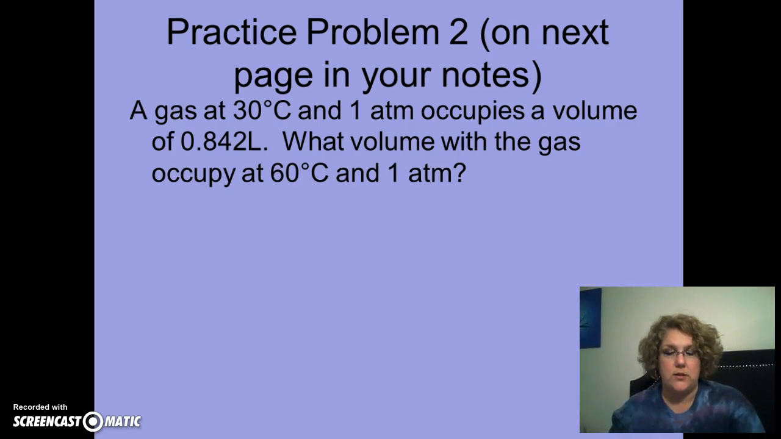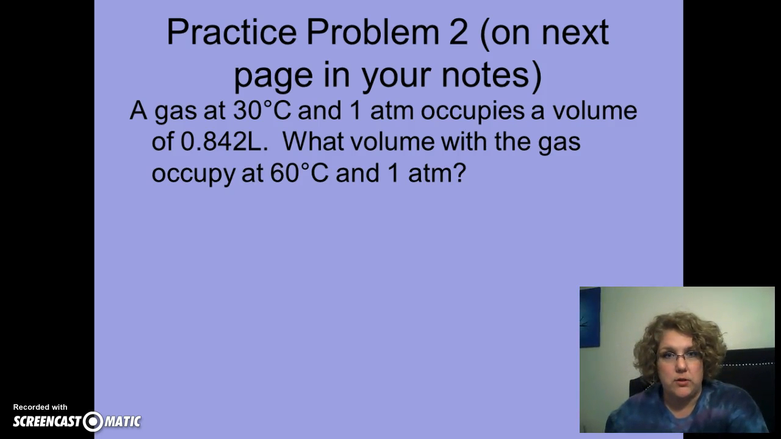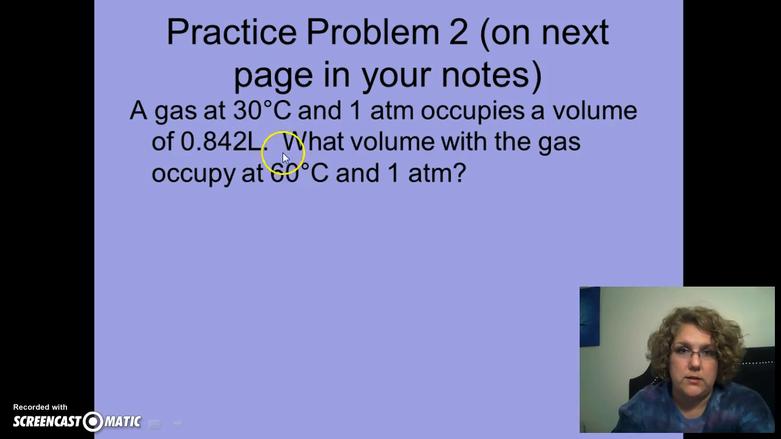So here we have a gas at 30 degrees Celsius and 1 atm, and we have a volume of 0.8 liters. What's the new volume going to be for the gas at 60 degrees Celsius and 1 atm? Well, our first thought may be, what law should I use? Okay. Well, we changed the temperature. We took the temperature up from 30 degrees to 60 degrees, so we got it hotter. And we're asked what's going to happen to the volume. It starts out at 0.8. What's it going to be once I double the temperature?